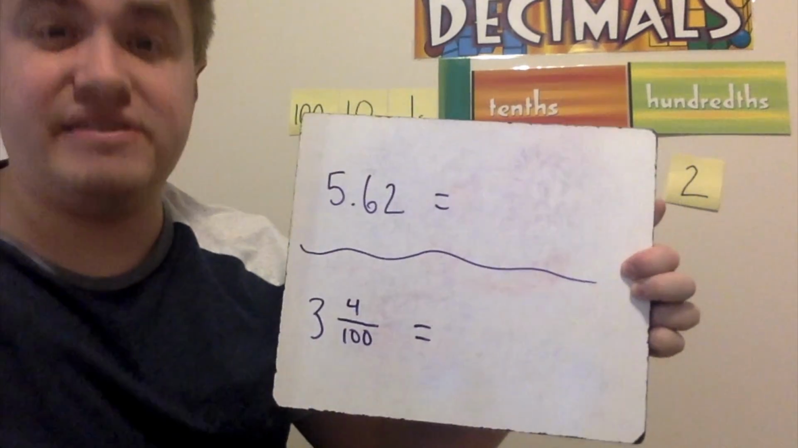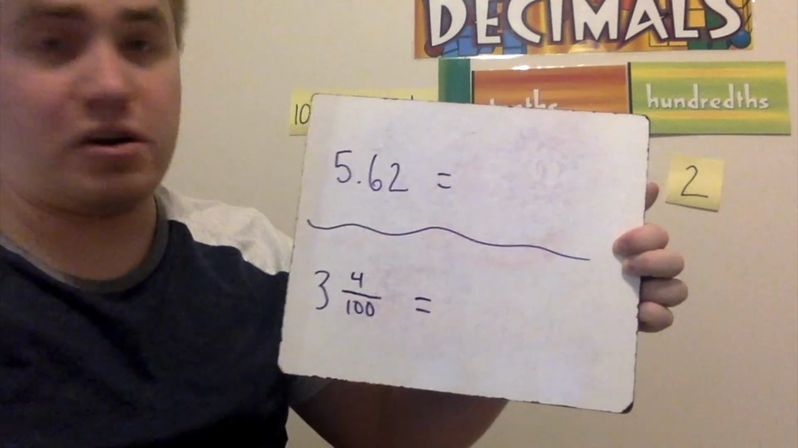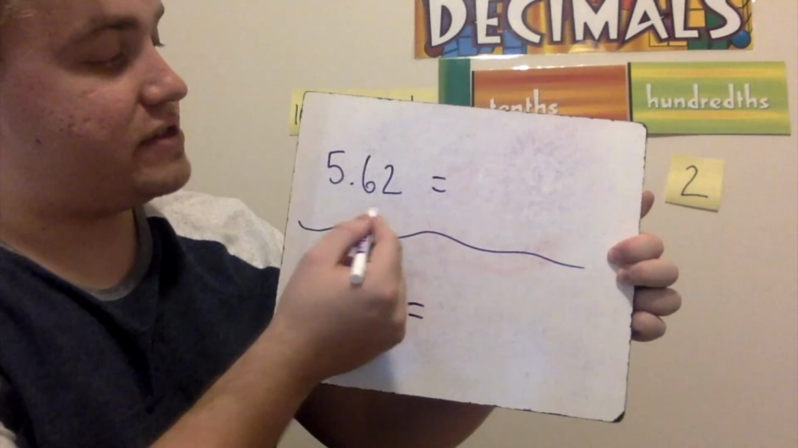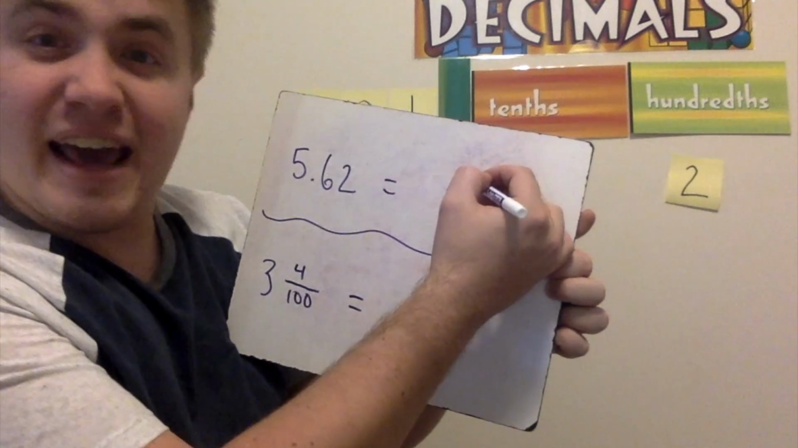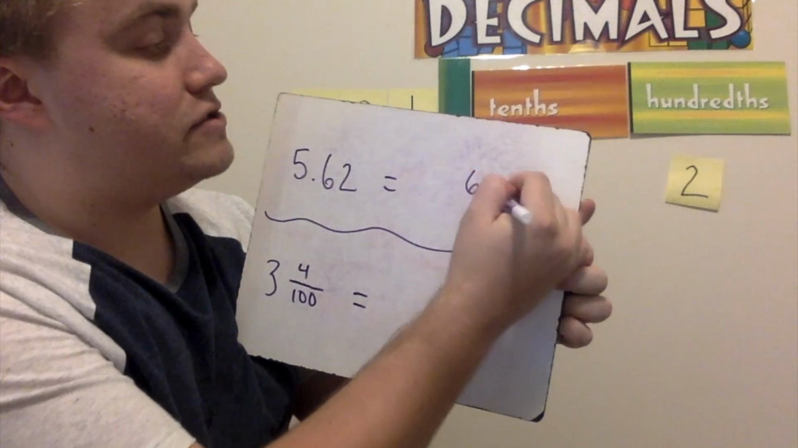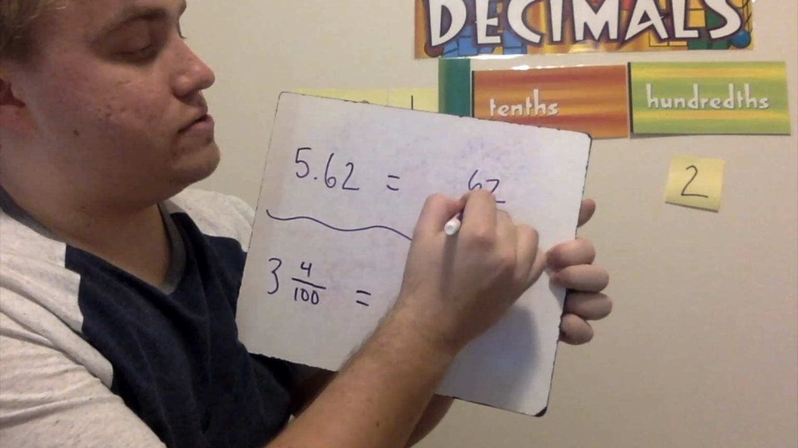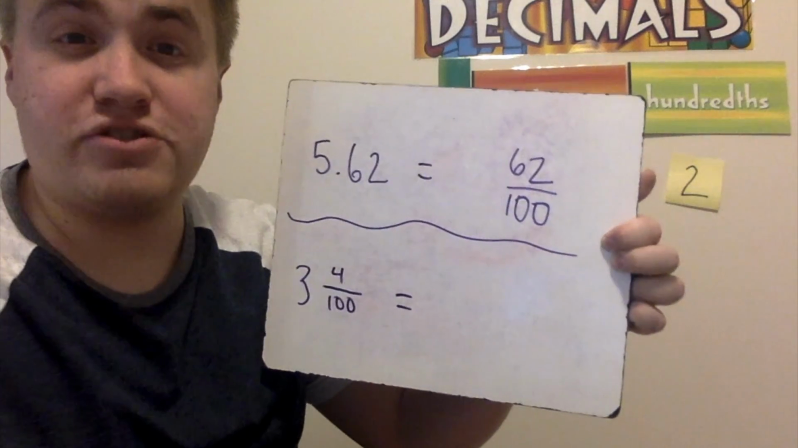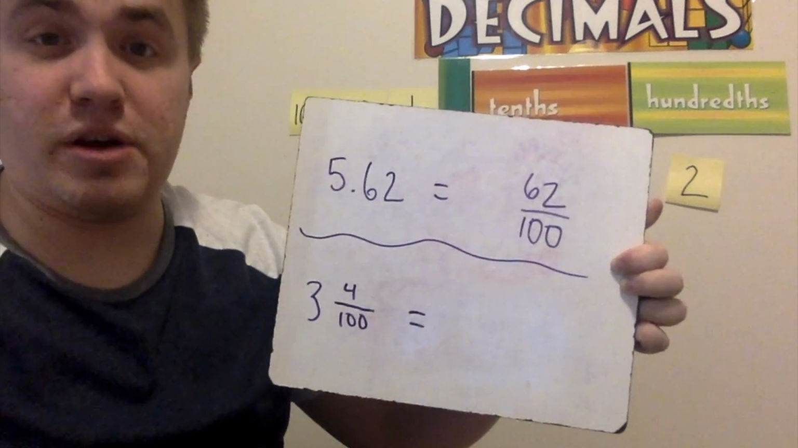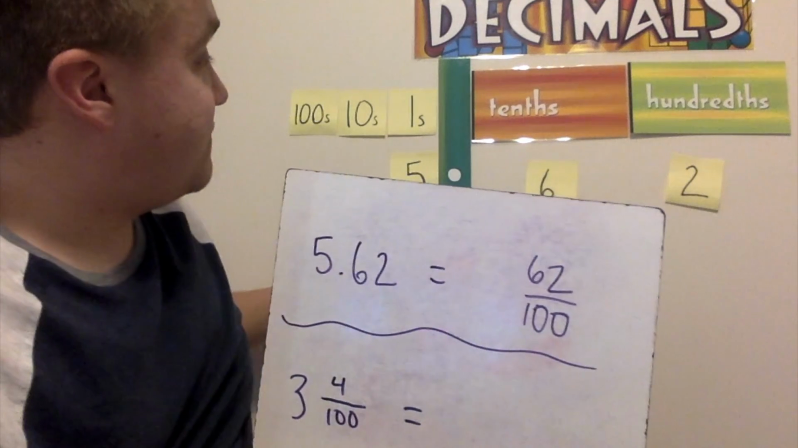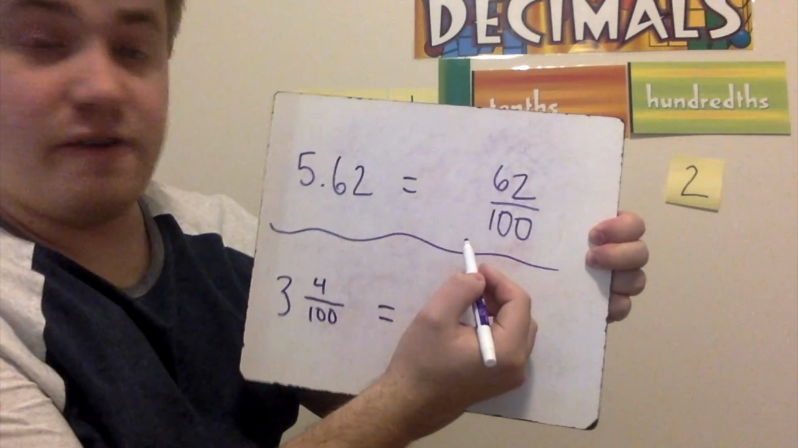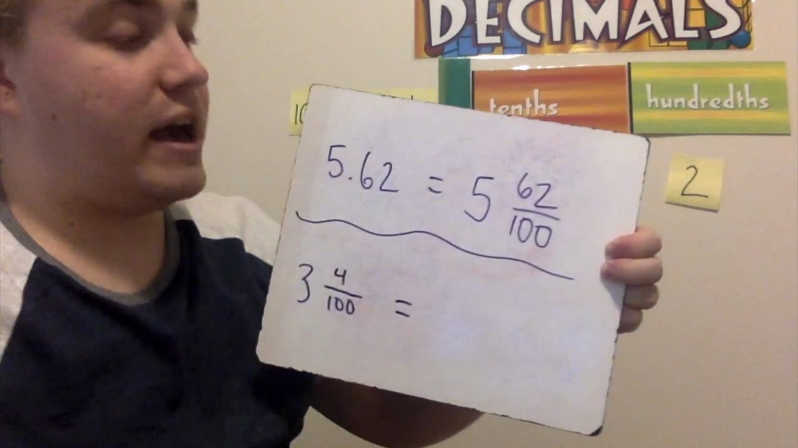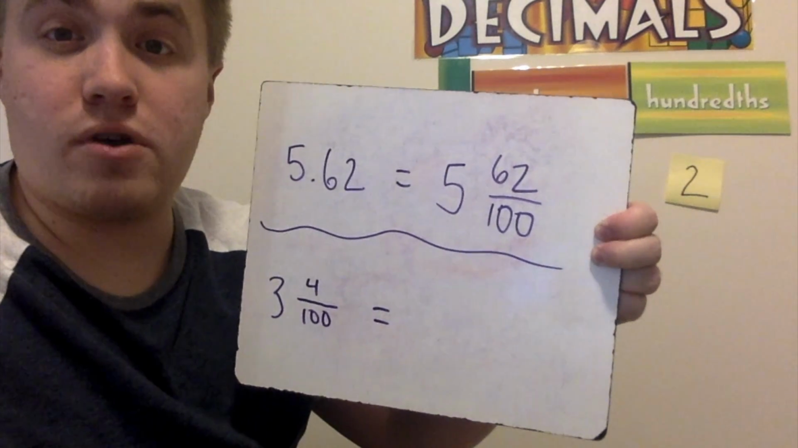5 and 62 hundredths. Well, I know that you already know that if we're just looking at the decimal here, 0.62, 62 hundredths, we just simply write that as we read it. 62 hundredths, 62 over 100. But we still have that 5 to worry about. The 5 is in front of the decimal here, just like now we're going to put the 5 in front of the fraction. 5 and 62 over 100.